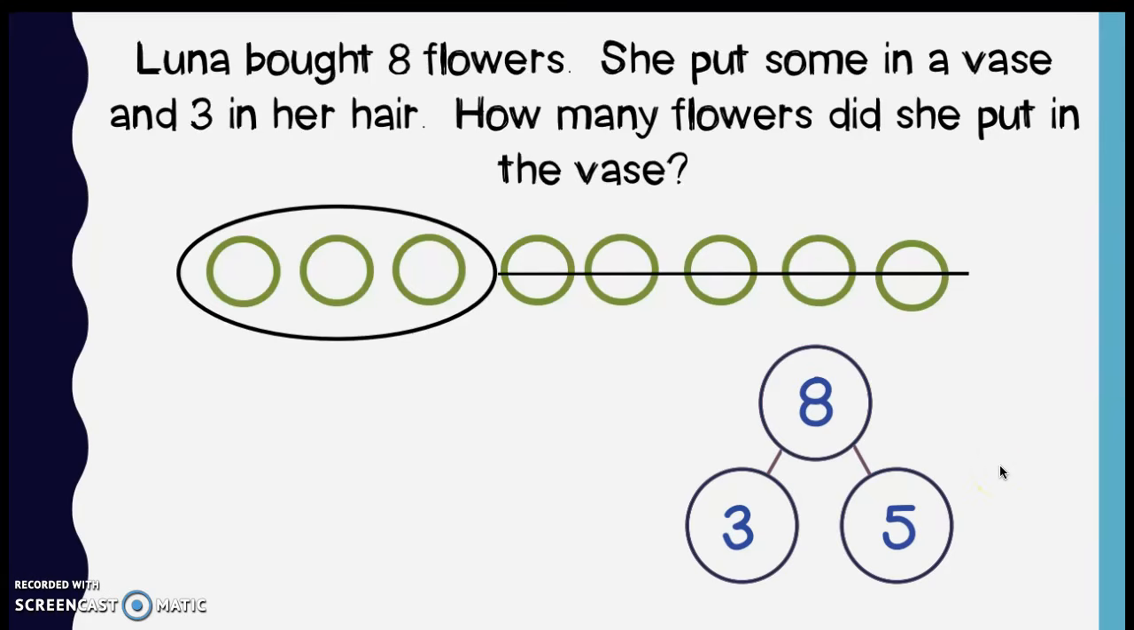Now let's see. If I wanted to write a subtraction sentence, I'm going to start with the whole amount, 8 minus 3, so this is the one she puts in her hair, equals 5. Friend, could I have written 8 minus 5 equals 3? Yeah, totally. When they're in a number bond, it doesn't matter which part I subtract first. It depends on how you read that story.